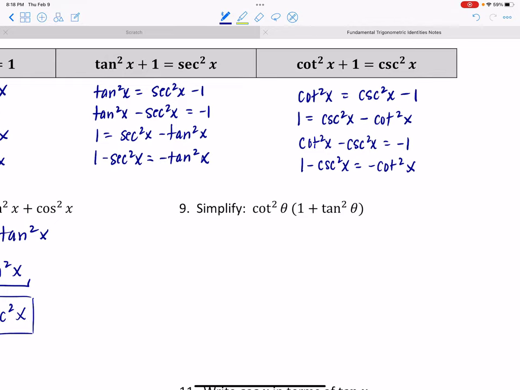So looking at number 9, your instinct might be telling you to distribute, which is totally fine. That would be an acceptable way to approach this. But right out of the gate here, I see one of my identities, so I'm going to replace 1 plus tangent squared. So I have this cotangent squared theta, and then 1 plus tangent squared theta is going to get replaced with secant squared theta. So secant squared theta is going to go here.